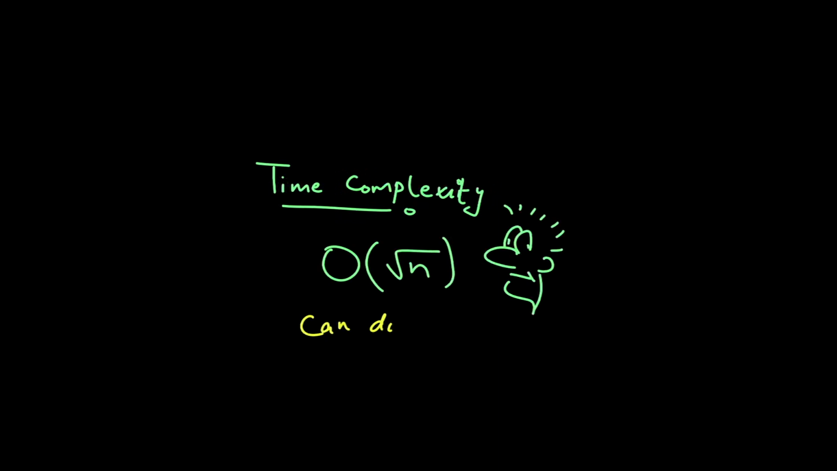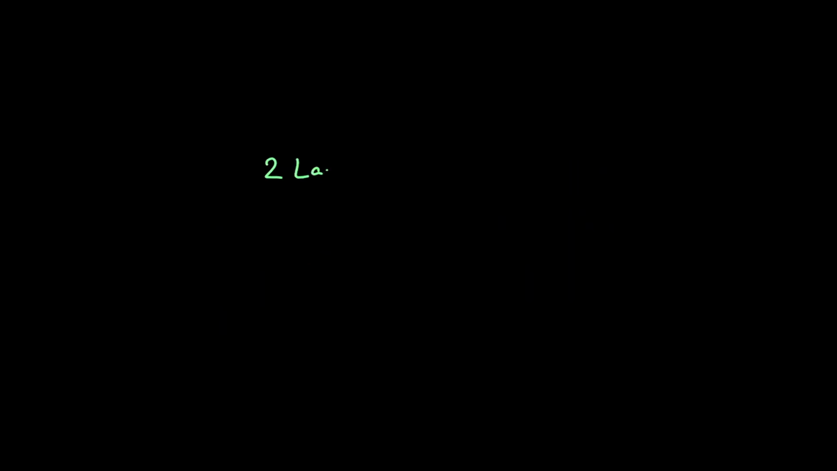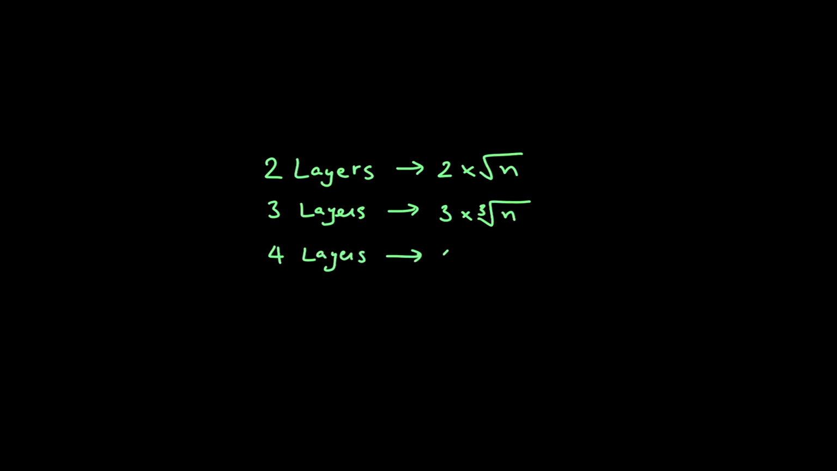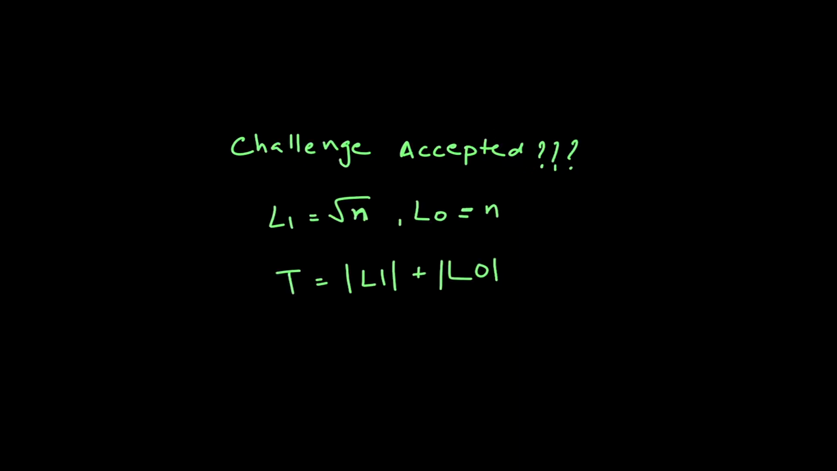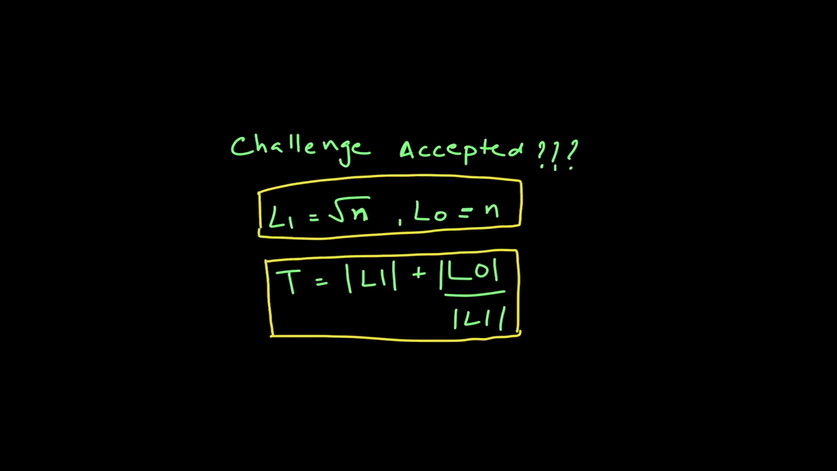But wait, we are computer scientists, we can do better. Let's increase the number of layers in the skip list. When there are two layers, the complexity was 2 times square root of n. When there will be 3 layers, the complexity will be 3 times cube root of n. When there will be 4 layers, the complexity will be 4 times 4th root of n. And similarly, when there are k layers, the complexity will be k times kth root of n. The challenge for you today is to understand how these statements were deduced. The hint is this equation. Write the answers in the comments below.